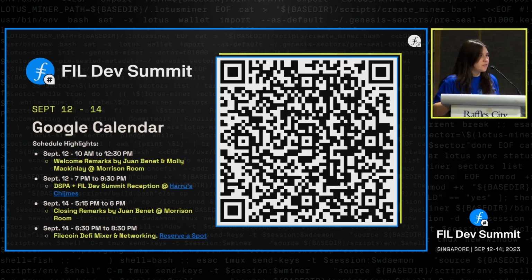Some of the highlights of this week: right now, the welcome and intro by Molly, myself, and Juan. Later today, we have a reception at Harry's Chief Mess. You can also find the address on Google Calendar. It's a 5-minute walk from here, very easy. We start at 7 p.m. There's going to be wine and beer and food, so please come and join us. Please make sure to bring your badge, as that is going to be your entry pass. We are going to give you a wristband to join.